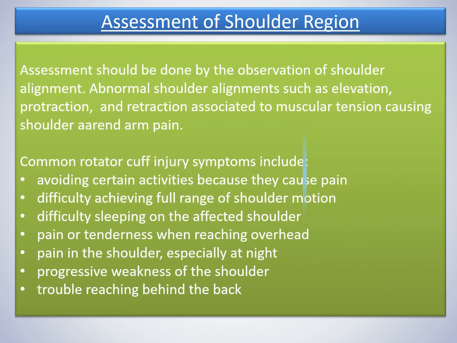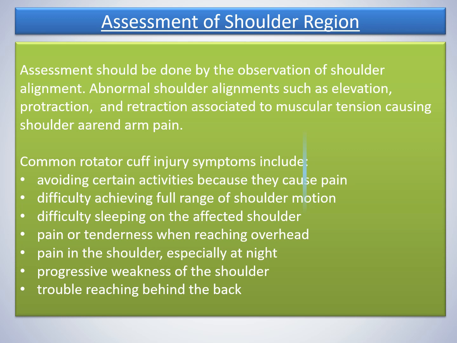Some of the assessment that we use for that is generally observation of the shoulder alignment, making sure that the person is not developing abnormal postural deviation, such as shoulder protraction, or pain upon movement, depending on whether you're doing shoulder abduction, adduction, or internal or external rotation.